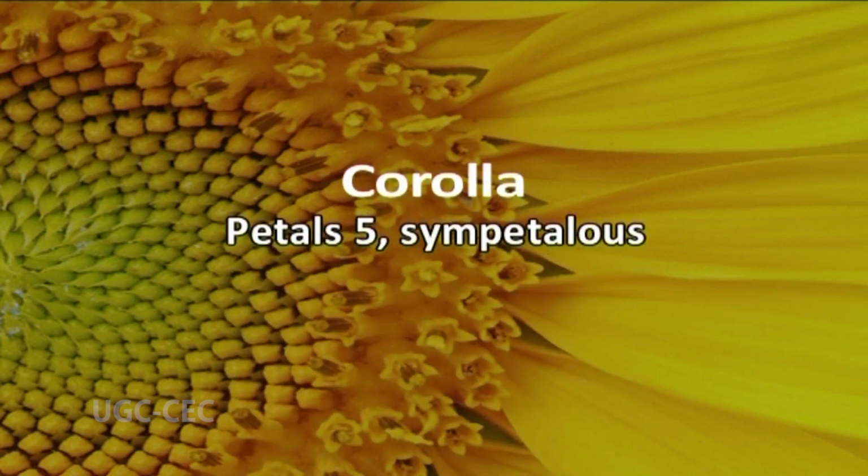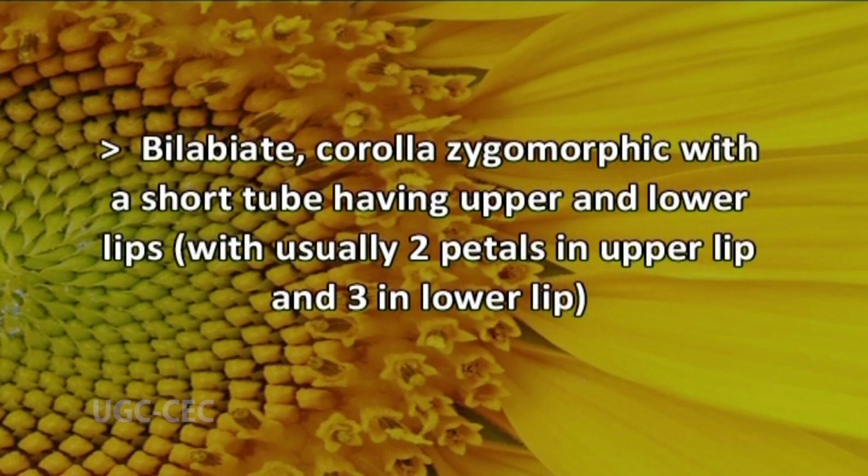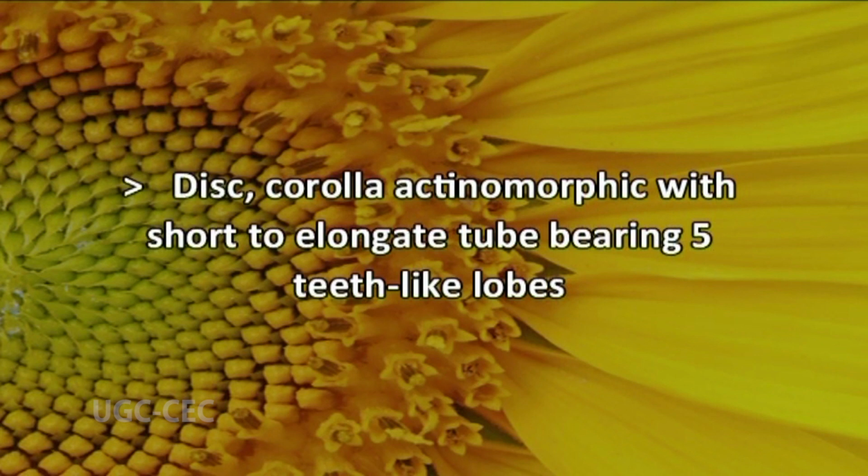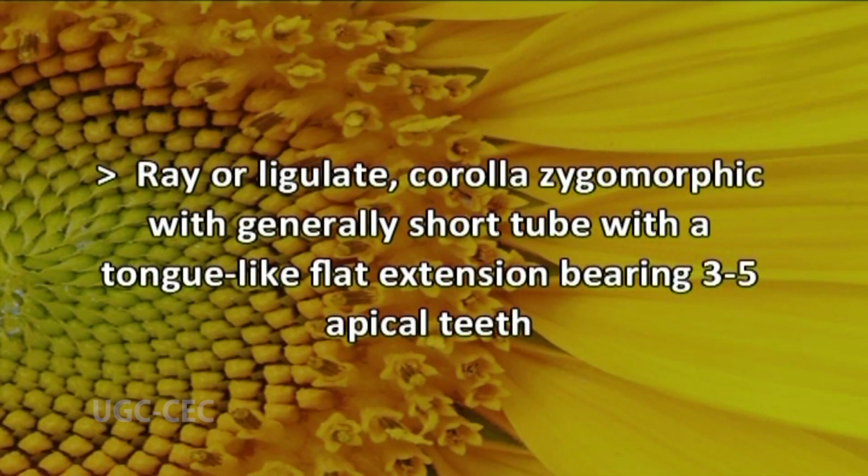Now the second whorl, what we call the corolla. Corolla here is comprised of five petals, and its condition is sympetalous. It is usually modified into three structural types within the family Asteraceae. Number one, we call it bilabiate. Here, the corolla is zygomorphic with a short tube having upper and lower lips, with usually two petals in the upper lip and three petals in the lower lip. The second type of corolla that we see in Asteraceae is disc, where the corolla is actinomorphic with a short to elongate tube bearing five teeth-like lobes. The third type of corolla is called ray or ligulate. Here, the corolla is zygomorphic with a generally short tube with a tongue-like flat extension bearing 3 to 5 apical teeth.